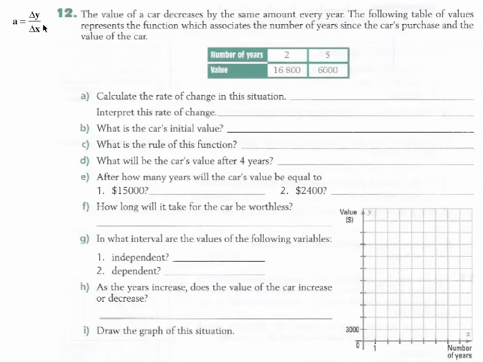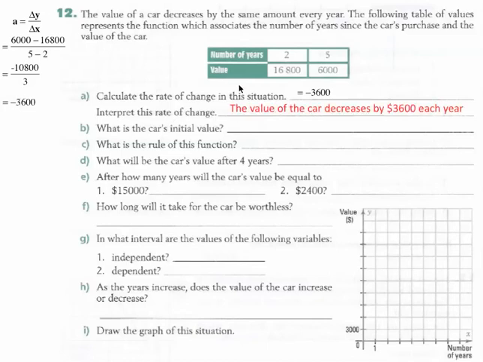So rate of change, delta y over delta x. So I'm looking at the two y values. So I'm going to do 6,000 minus 16,800 divided by 5 minus 2, the delta x. And that gives me negative 10,800 divided by 3, which gives me negative 3,600. So that's the rate of change. That means that the value of the car is decreasing by 3,600 a year. Every single year it drops 3,600.